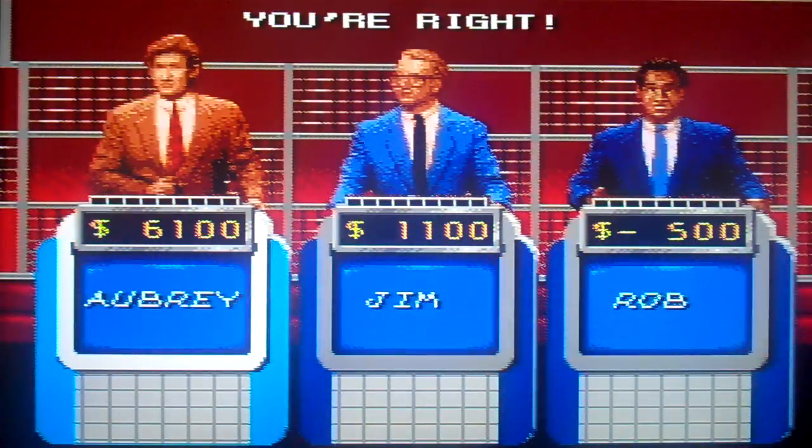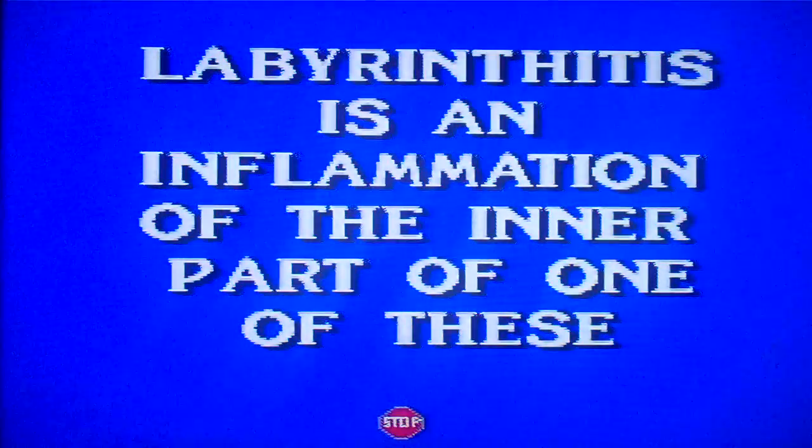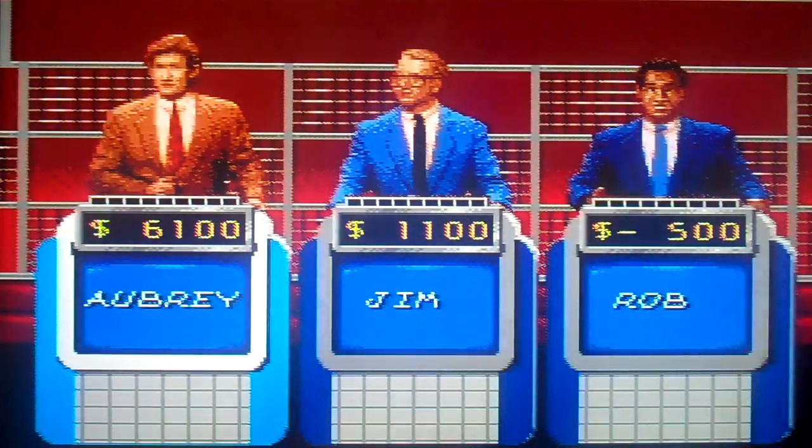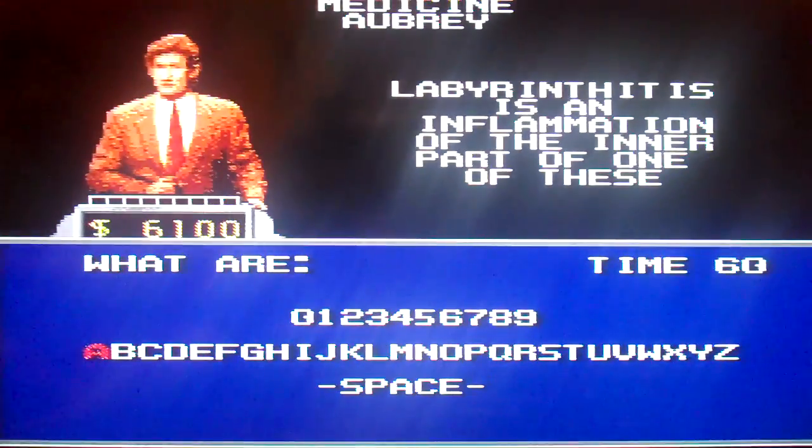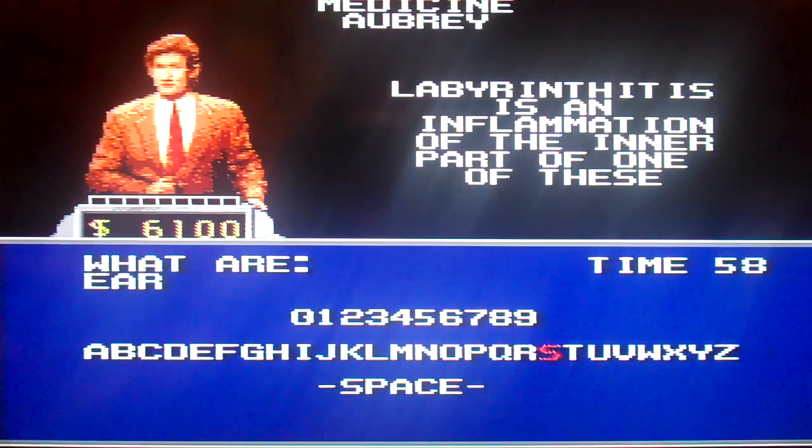Medicine for 600. The answer is: Labyrinthitis is an inflammation of the inner part of one of these. What are the ears?